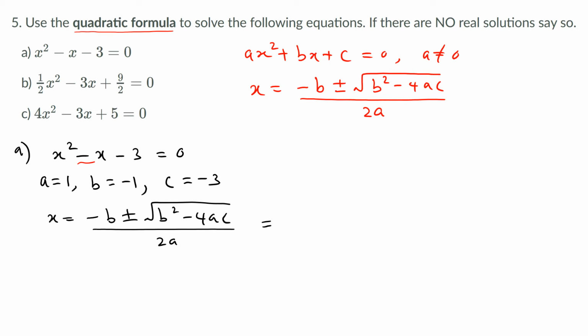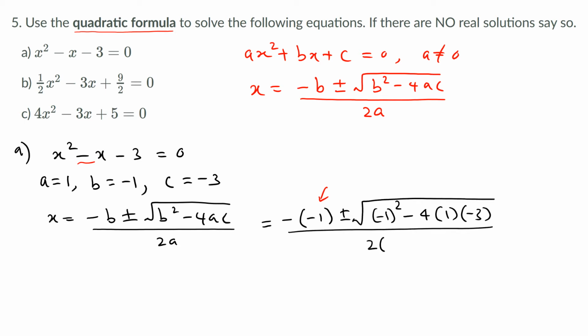So if you plug in, you're going to get negative b, which means negative 1. When you have a negative 1, make sure that you use parentheses. It's a good practice, because many students lose points when they forget the parentheses and write something else, and everything is wrong after that. So when you see a negative sign, especially when you multiply, make sure that you write the negative sign here. Then plus or minus, and inside the square root you have negative 1 squared minus 4 times a, which is 1, times c, which is negative 3, over 2 times a, which is 1.